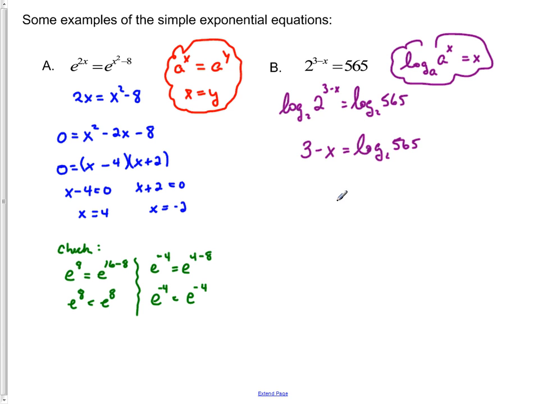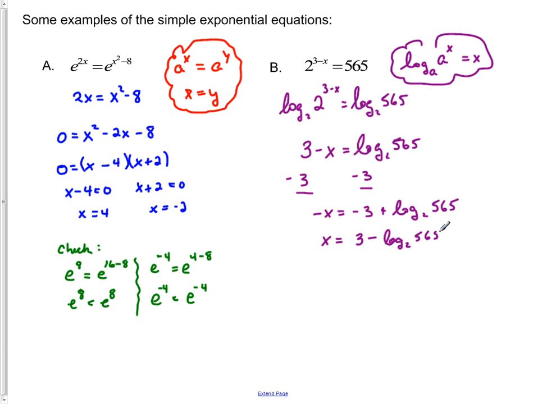So now the next question right here, we need to isolate x. Well, now it's just a little bit of algebra. We could add negative 3 to both sides of the equation to get our x term by itself. That's going to give us negative x is equal to negative 3 plus the logarithm base 2 of 565. But to get x by itself, we need to multiply both sides by negative 1, and we would find that x is equal to 3 minus the logarithm base 2 of 565.